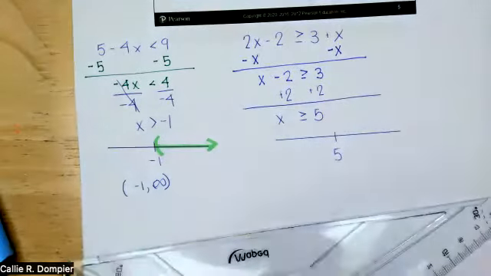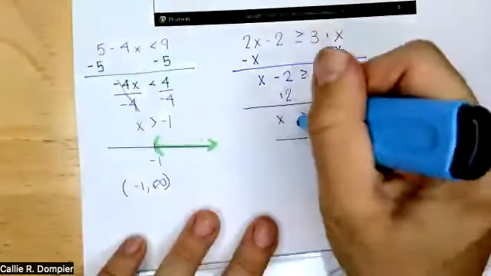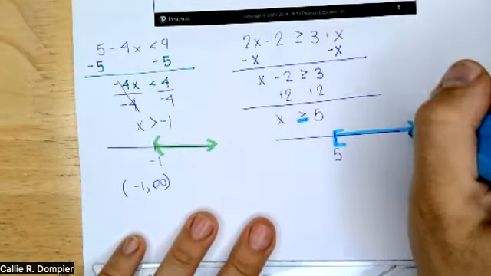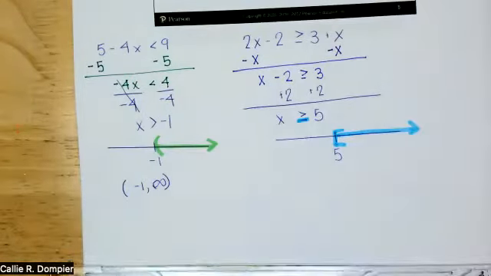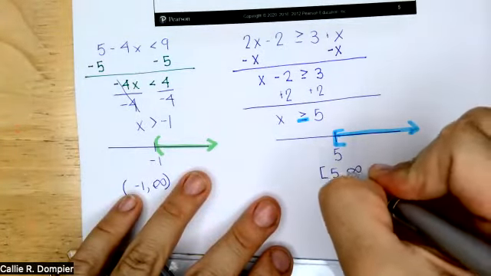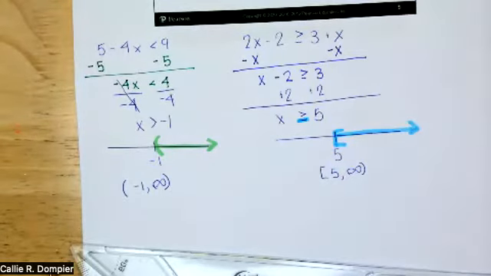Here's 5, and we're saying it's greater than or equal to, because of that equal to, it's going to be a bracket. Good. 5 to positive infinity.